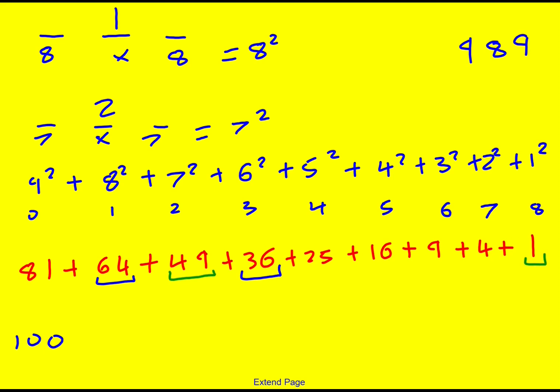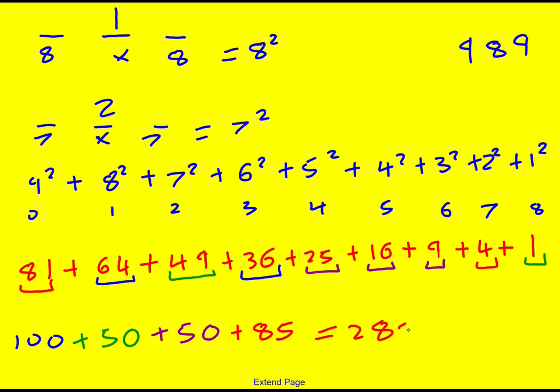49 and 1 add to give 50. 16 and 9 add to give 25. So if I add another 25, I've got another 50. And that just leaves me with 81 plus 4, which is 85. Okay, that was quite good. So I get 285. That is going to be my answer.